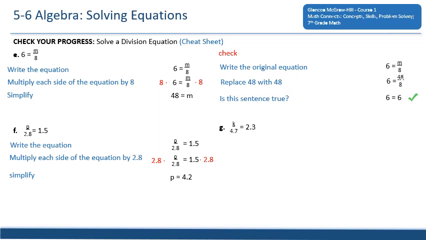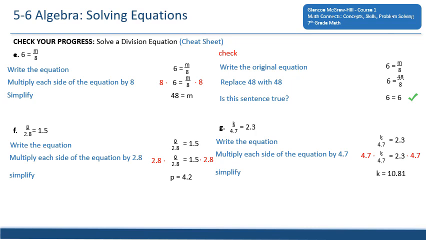And then g, k over 4.7 equals 2.3. So k divided by 4.7 equals 2.3. So I'm going to write the equation. I'm going to multiply each side by 4.7. And if I do that, 4.7 times 4.7, I'm going to get k equals 10.81.